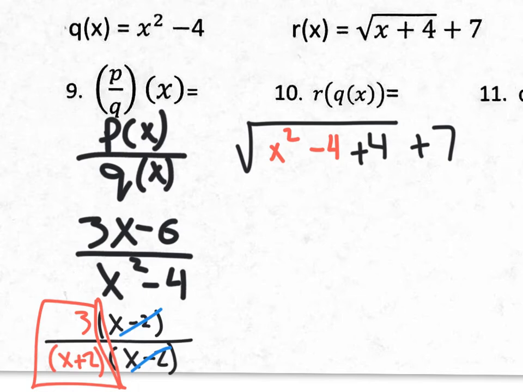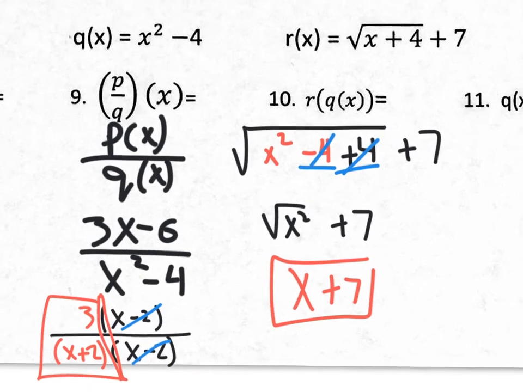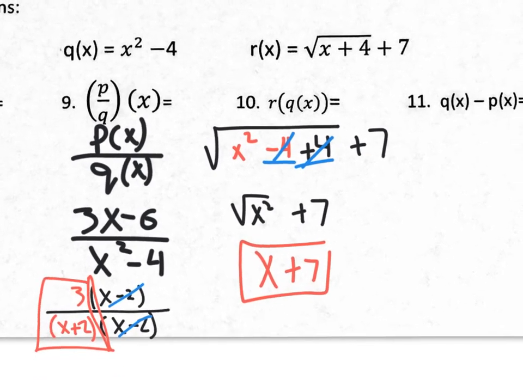So on the inside of the radical, we could combine the minus 4 with the plus 4. It cancels out. So what I really have is a square root of x squared plus 7. And what happens with the square root of x squared? Cancels out. So my final answer is just x plus 7. Ta-da! That's number 10. Let's try number 11 over here.